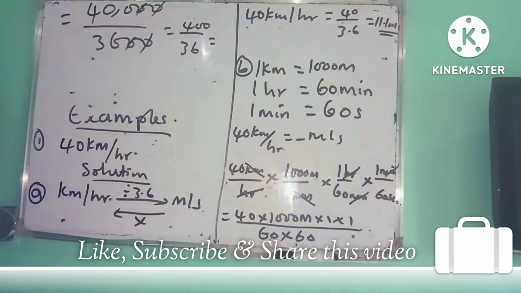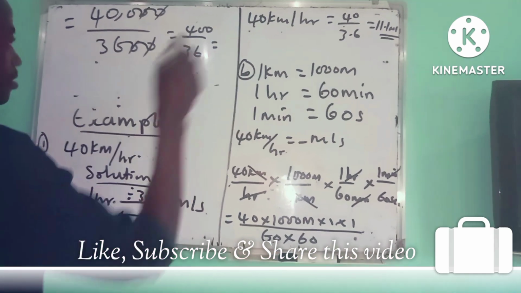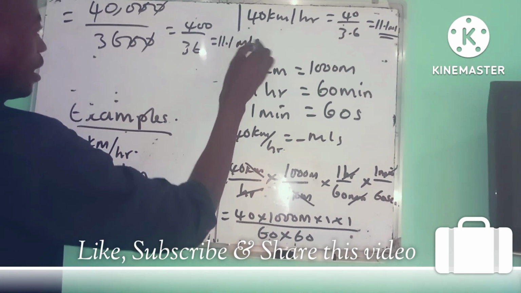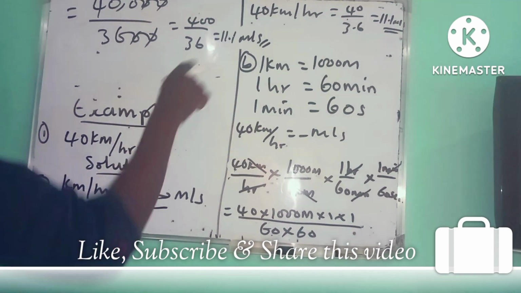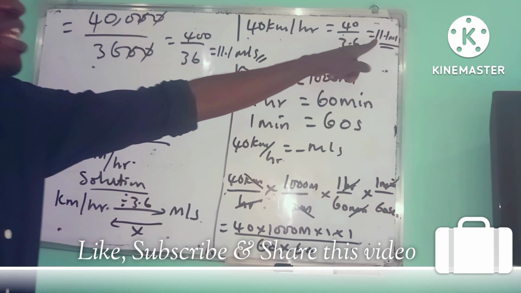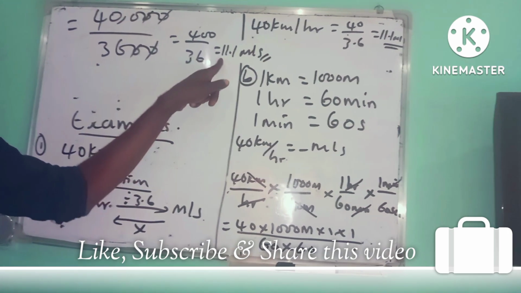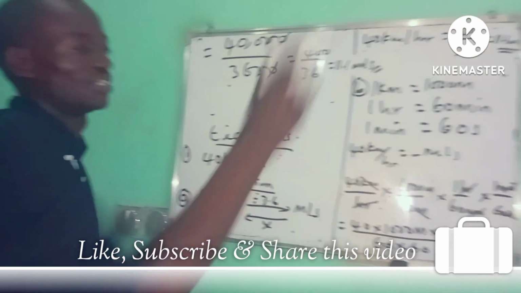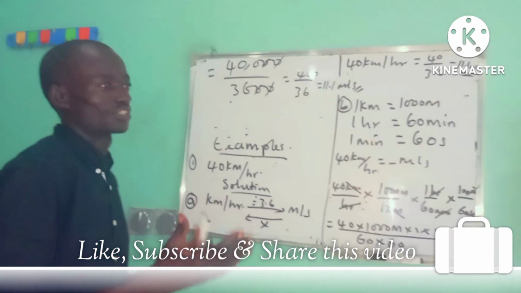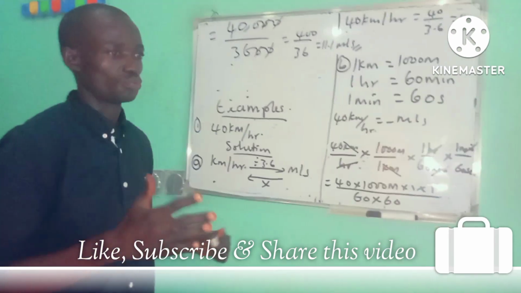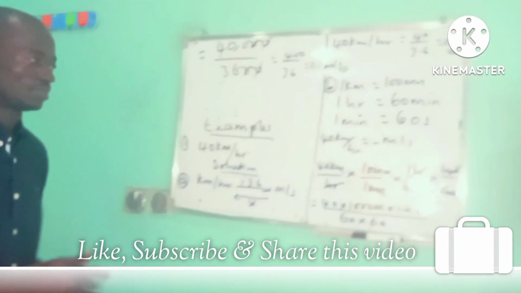That will leave us with 11.1 meter per second. So you can see that is corresponding with the first method, 11.1 meter, and the second is also 11.1 meter per second. So the first method is just a quick method. It's just like a guide to guide you with respect to what you are doing.